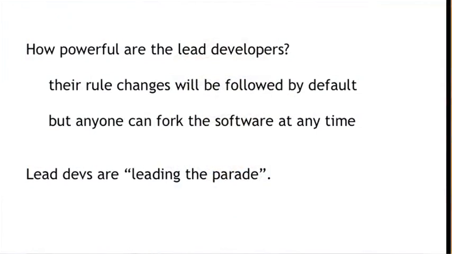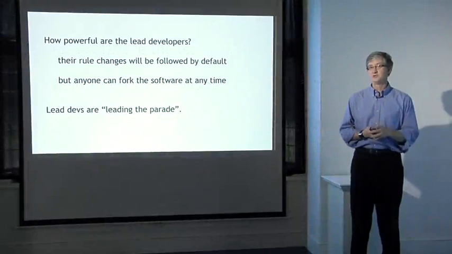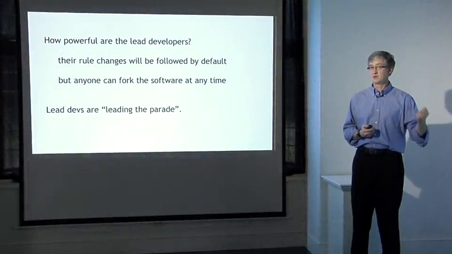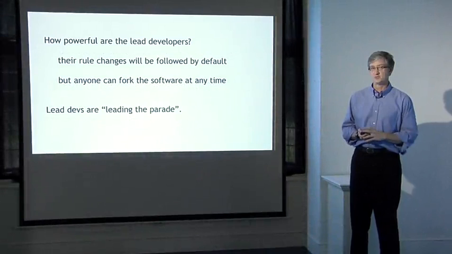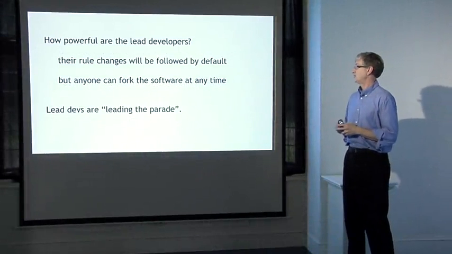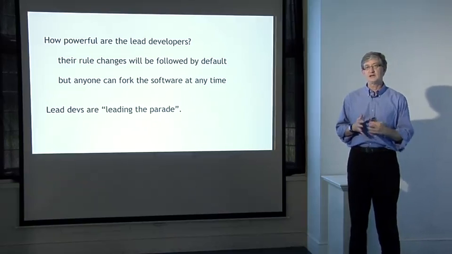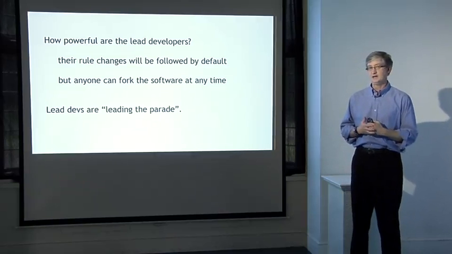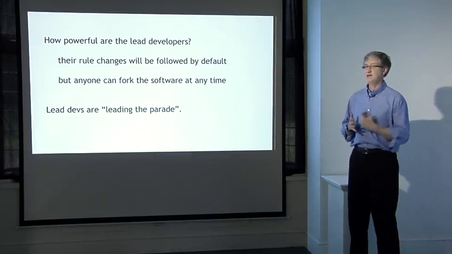So how powerful are these people? Well, on the one hand, they're very powerful in one sense. In another sense, they're not all that powerful at all. On the one hand, you could argue that they're powerful because the rule changes, that is, the changes to the code that get shipped in the Bitcoin Core, will be followed by default. These are the people who actually hold the pen that can write things into the de facto rule book of Bitcoin. On the other hand, because it's open source software and anybody can copy it and modify it, anybody can fork the software at any time.